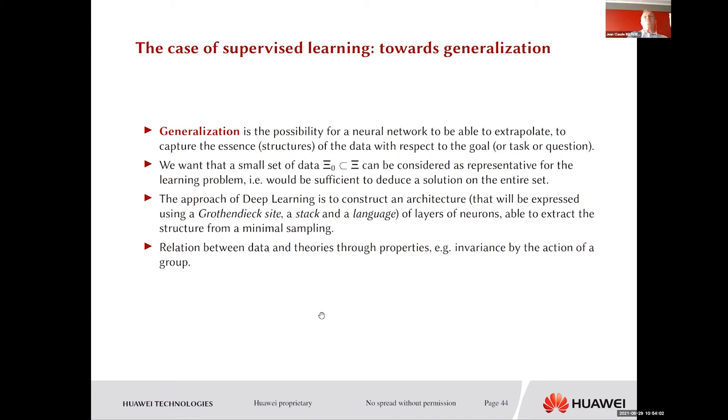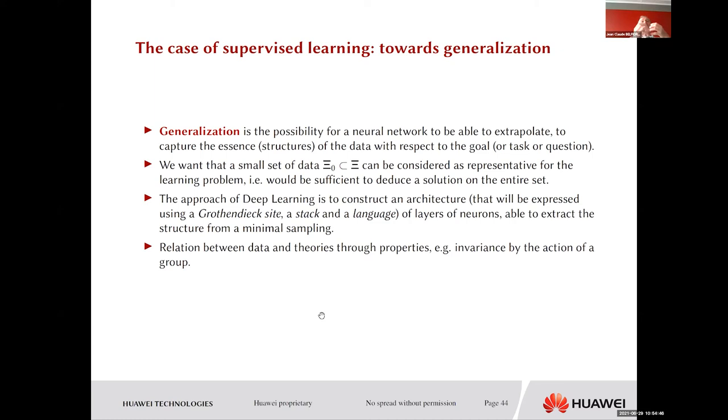And in this case, the approach of deep learning is in fact what I presented to you in the second part, which is to construct an architecture that will be expressed using the Grothendieck site of the architecture of the neural network, a stack which will be considered by using fibrations in groups, groupoids, or modular categories, and the language, which will be a fibration of this stack of layers of neurons, which will be able to extract the structure from a minimal sampling size zero.